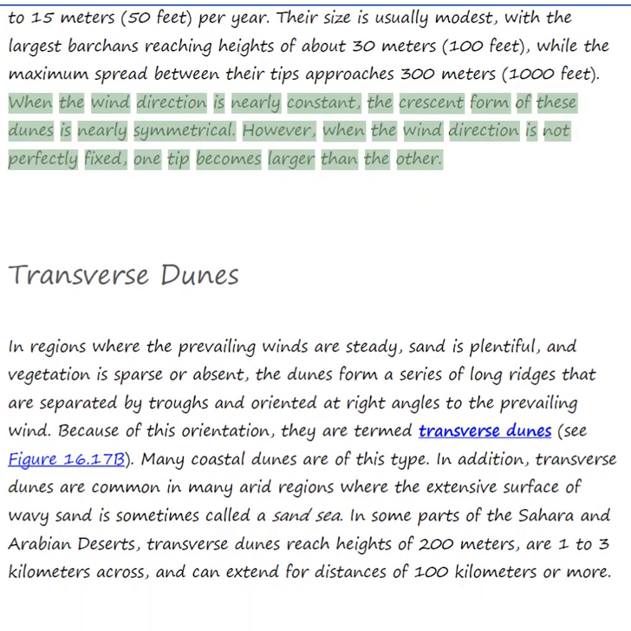When the wind direction is nearly constant, the crescent form of these dunes is nearly symmetrical. However, when the wind direction is not perfectly fixed, one tip becomes larger than the other.